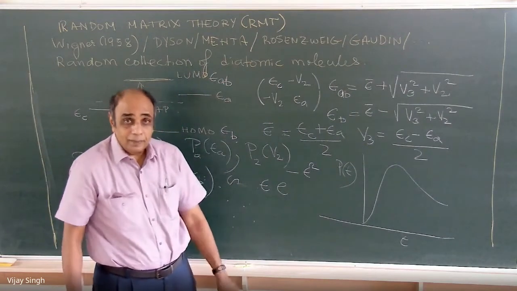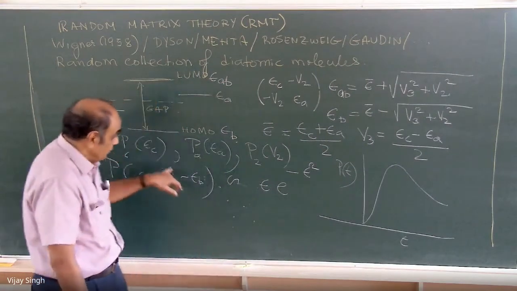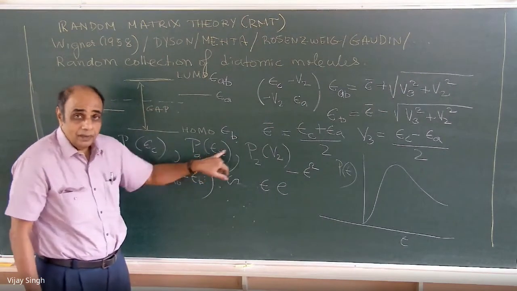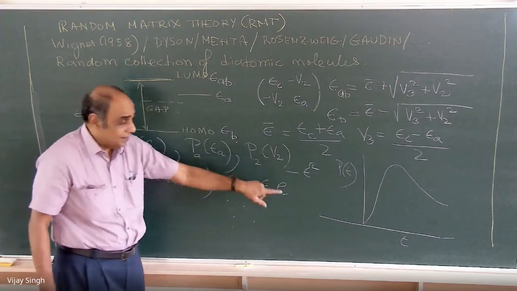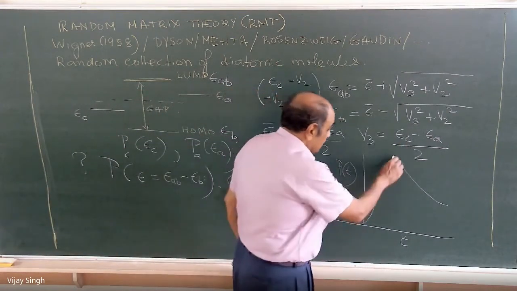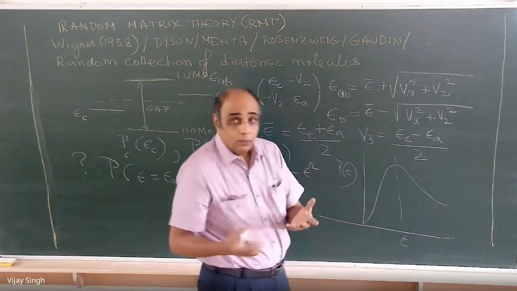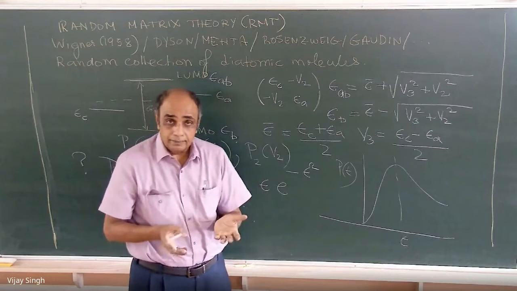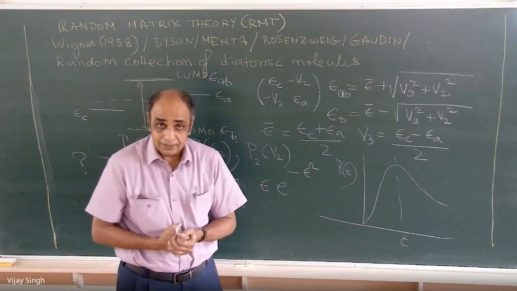Okay. The average gap is not going to be zero. The average of this could very well be zero, and this could very well be zero, and this could be zero too. But this is not zero. There's a finite gap, okay? There's a maxima over here, and we will see what that maxima is. So this is the program. I will tell you how to get all this.